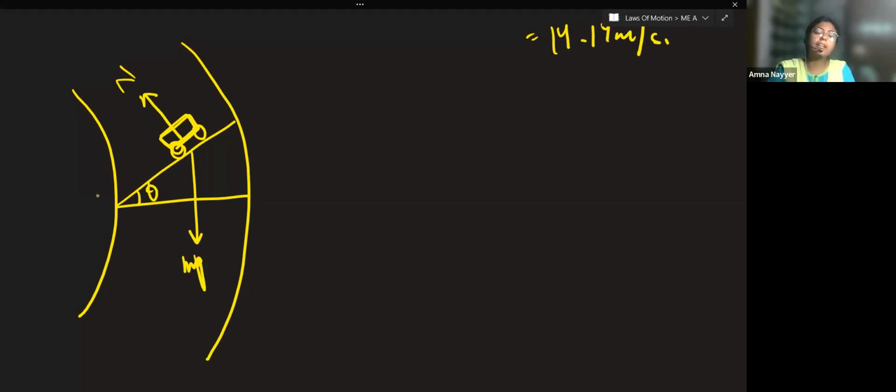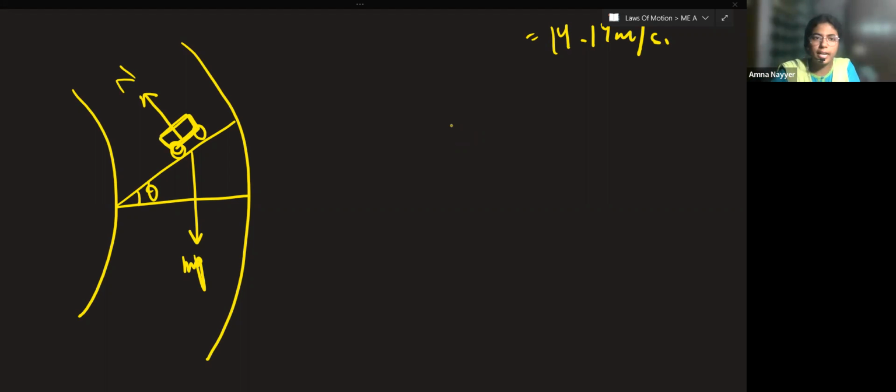Now do you see, normal reaction and mg are not equal to each other. We had already discussed inclined plane problems where we resolved these vectors. Similarly here also you have to resolve the vectors, but in which direction? Do you still need to resolve mg? In those other questions, we used to resolve mg cos theta and mg sin theta.